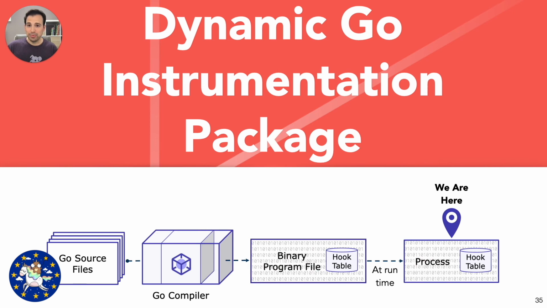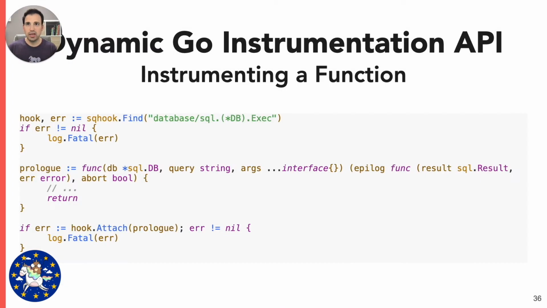And our last step is the dynamic Go instrumentation package where all the magic happens. So the dynamic Go instrumentation API is pretty simple. It simply provides a find function which expects a given function symbol name. And so here is the symbol name of the exact method of the DB type in the SQL package. So then it returns you a hook interface value whose attach method allows you to atomically attach a given prolog to it. And so now you know, here is the prolog definition again, which depends on the instrumented function type.